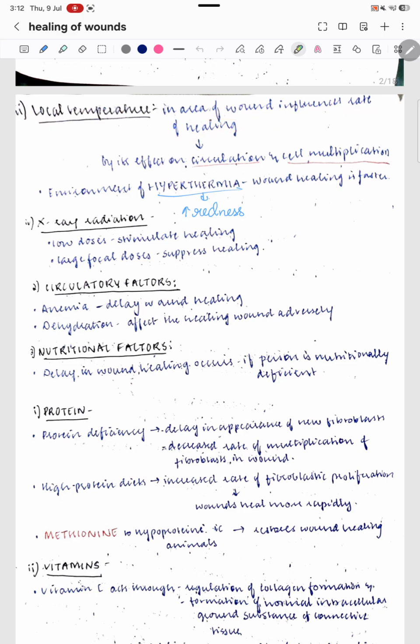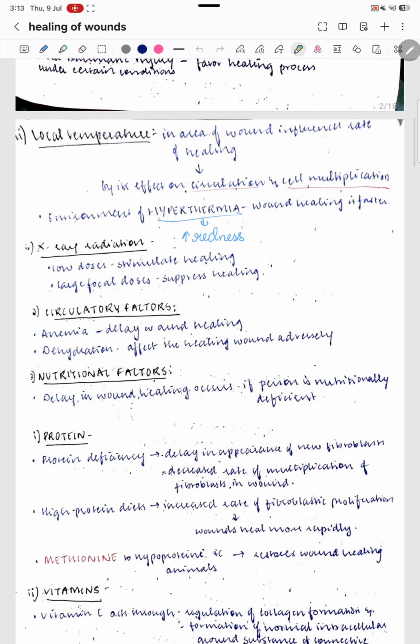Okay. So the rate of healing is influenced by the wound. If the wound is in an area where there is good blood flow and circulation and hyperemia, then the wound heals faster. Hyperemia is basically redness. If the wound is at a cooler temperature of the body, where the vascular supply is slow, then the wound heals slowly. Okay.